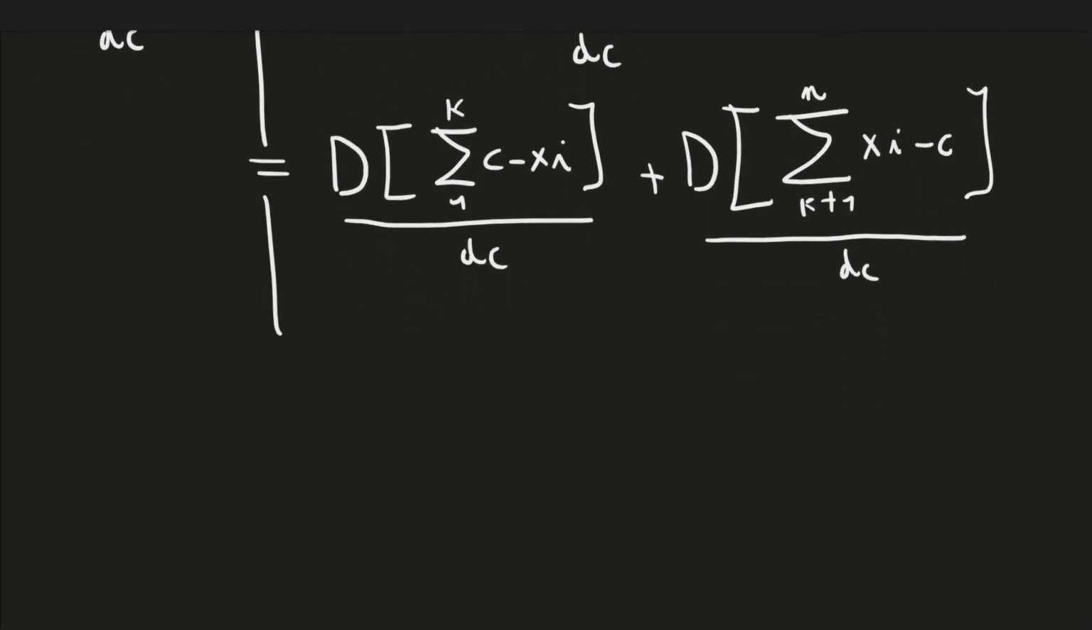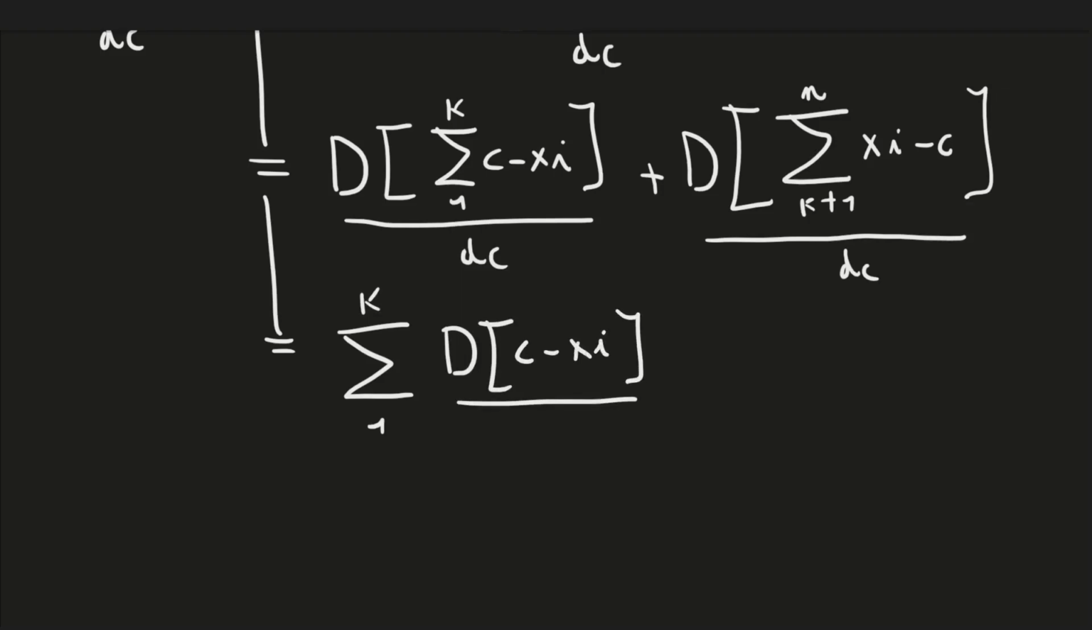Okay, now again, for the last time, I swear, we remember that the derivative is linear, and so we can take the derivative function inside the summation. And so we have the sum of the derivative of C minus x, plus the second sum of the derivative of x minus C.